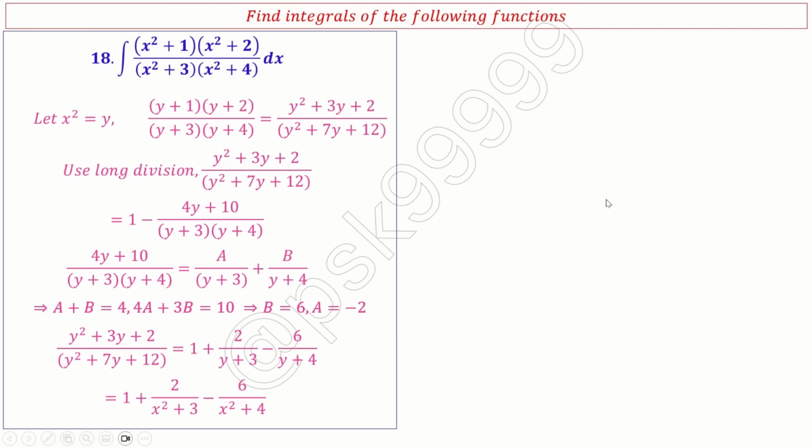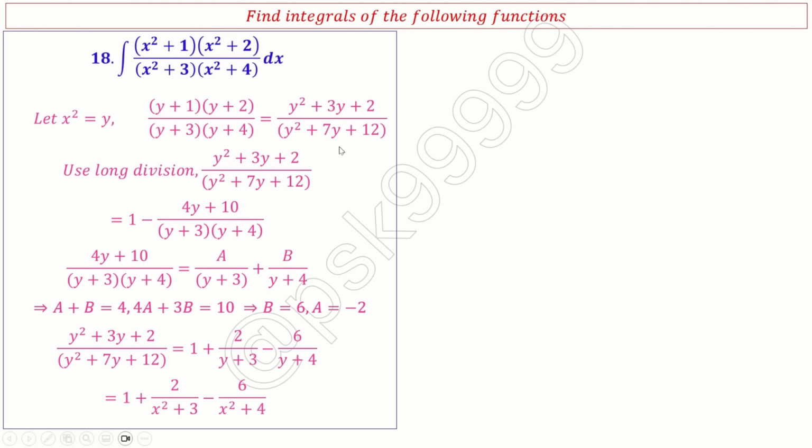Integration of x square plus 1 into x square plus 2 divided by x square plus 3 into x square plus 4. First thing is to simplify it. Let's take x square as y, then it will become y plus 1 into y plus 2 divided by y plus 3 into y plus 4. Multiply the numerator and denominator. So this is what it is.